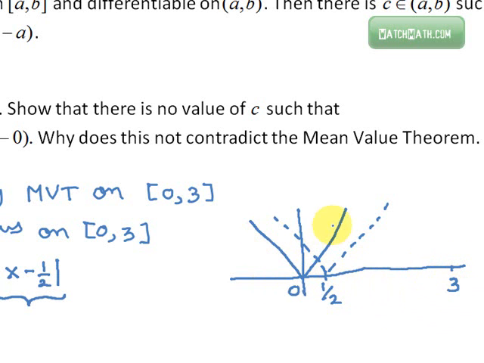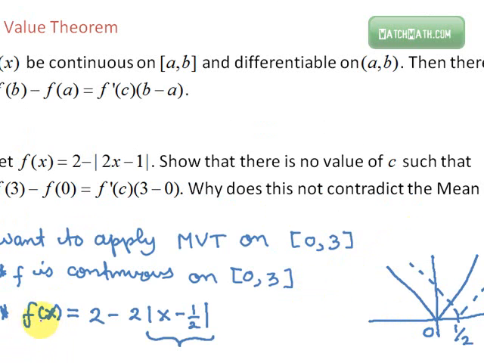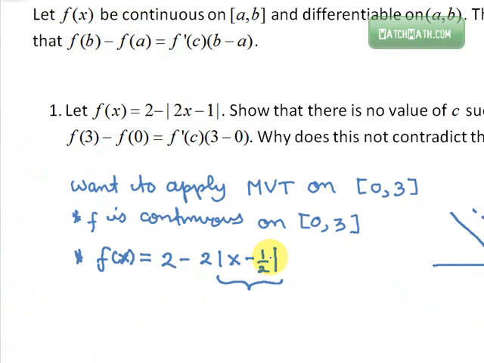Visually, when a function has a sharp edge, the function is not differentiable there. For example, for the absolute value of x, the function is not differentiable at 0. And for the absolute value of x minus 1/2, the function is not differentiable at 1/2. So it follows that f is also not differentiable at x equals 1/2.